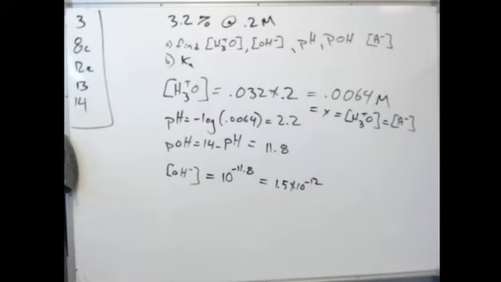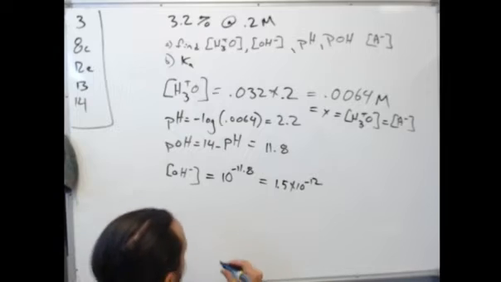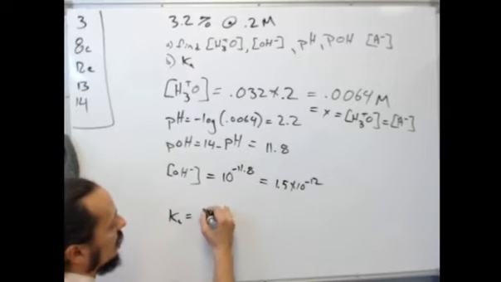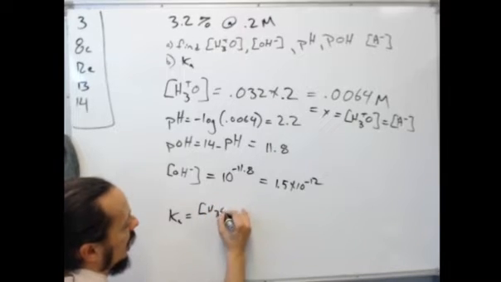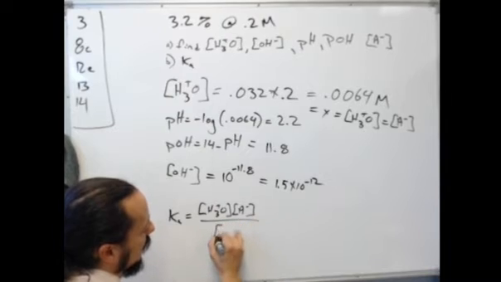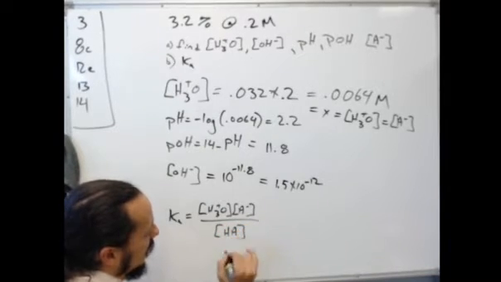Do we need to make an ice table? No. Why not? Because we have all of the concentrations. So we can say Ka is [H3O+][A-] over [HA].